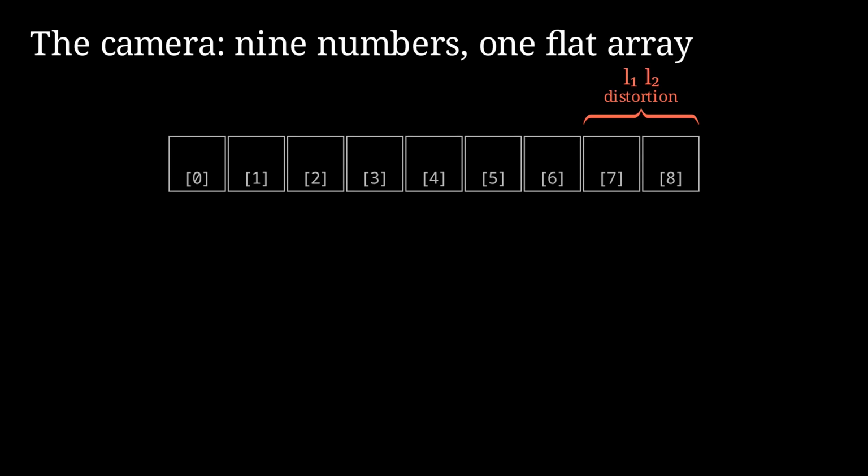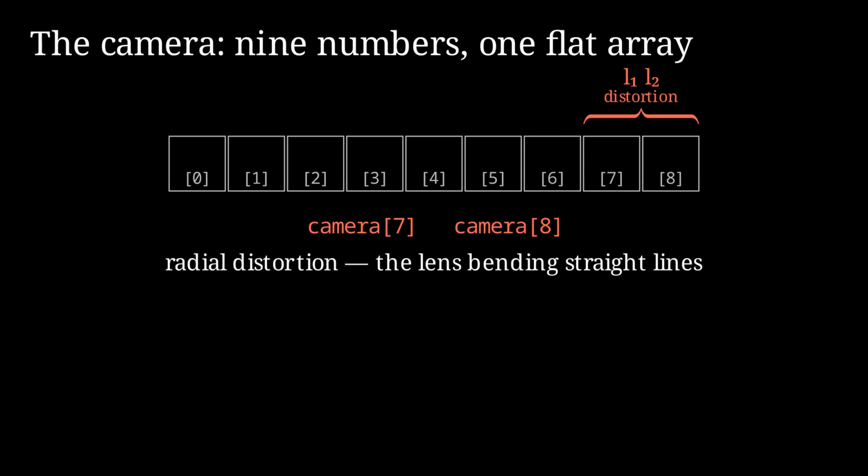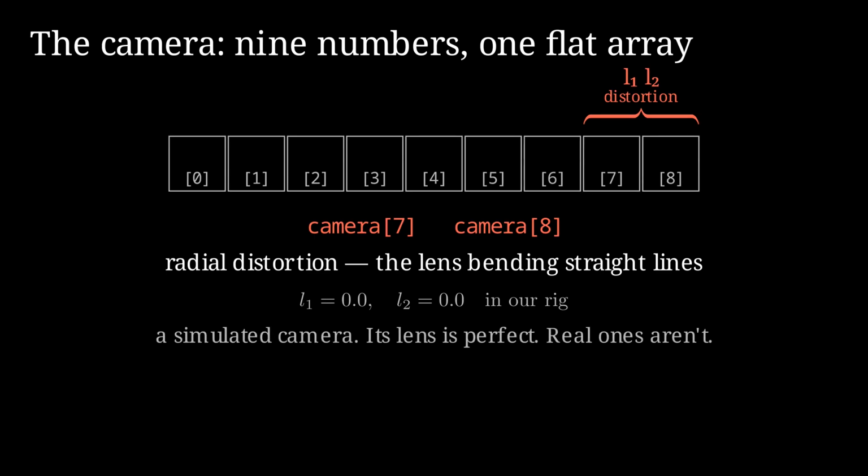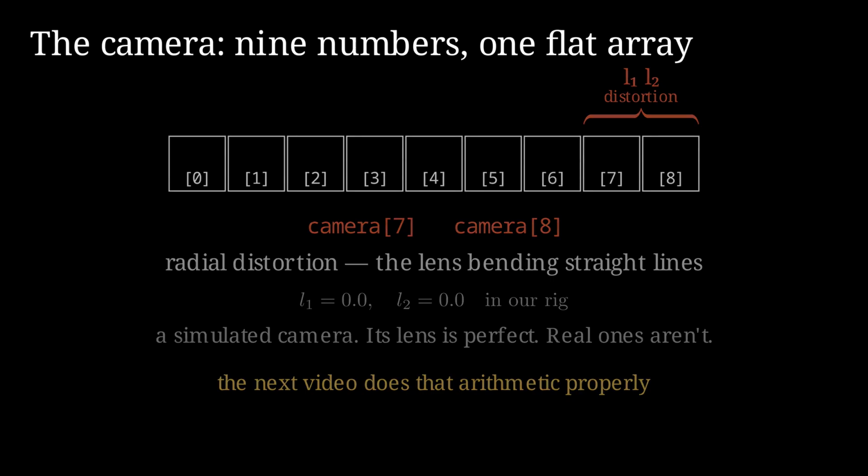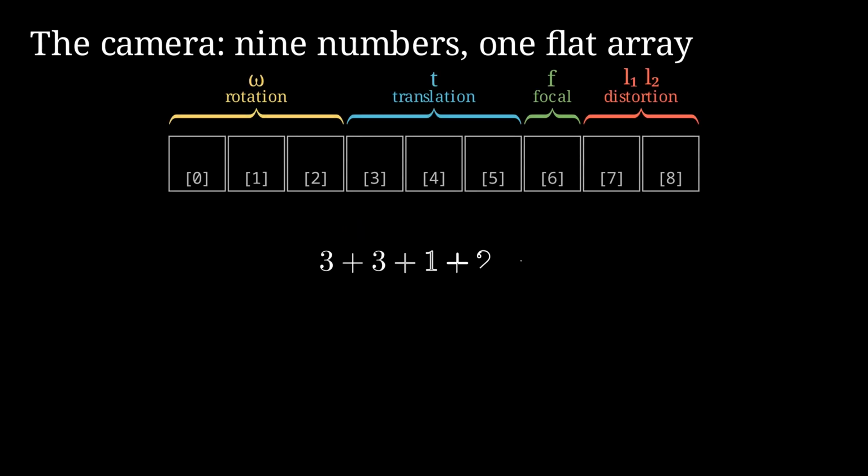And then L1 and L2, camera 7 and camera 8, 2 numbers. Radial distortion. That's the lens bending straight lines, the barrel look you get from a wide angle. In the little rig we'll be using, both of them are 0. It's a simulated camera and its lens is perfect. Real ones aren't, and the next video does that arithmetic properly.